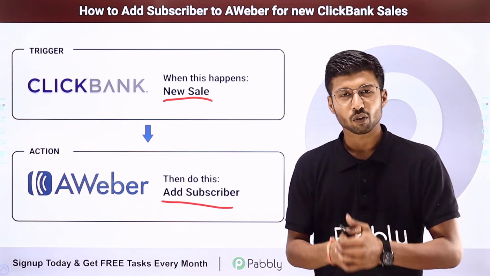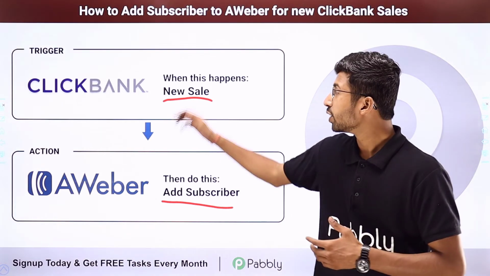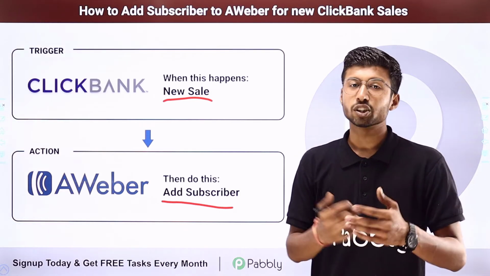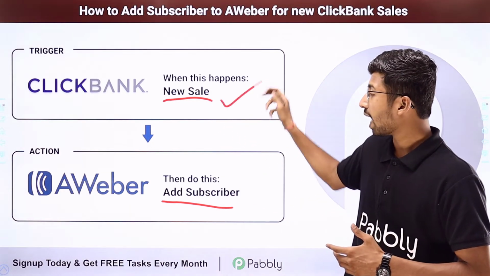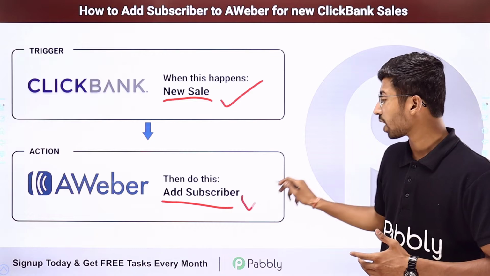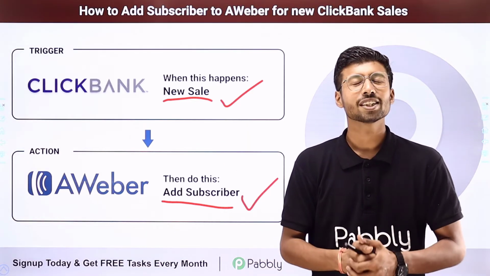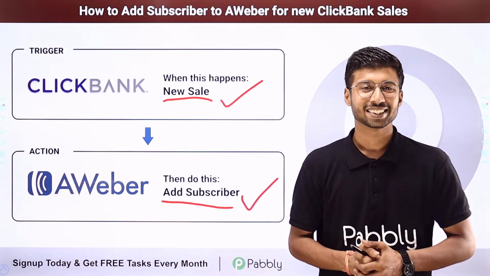Now to set up this kind of automation, you have to connect ClickBank and AWeber. And guys, for this automation, the trigger will be new sale and the action will be addition of a subscriber in AWeber. So how can you set up this automation? To know this, you have to come with me to my screen.